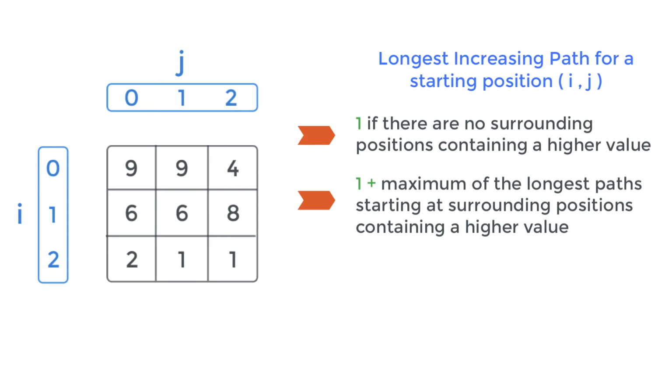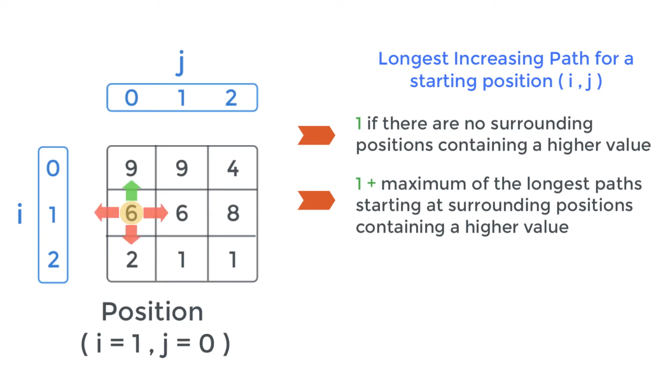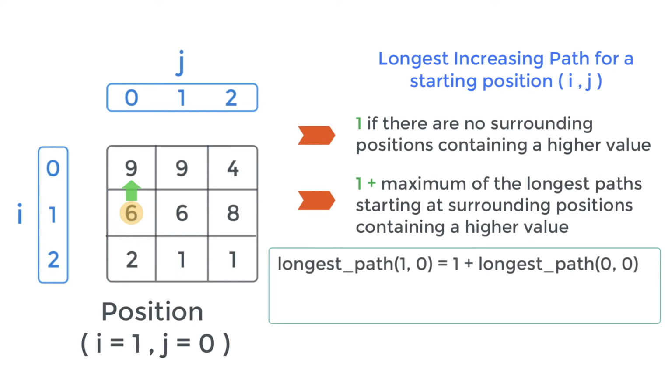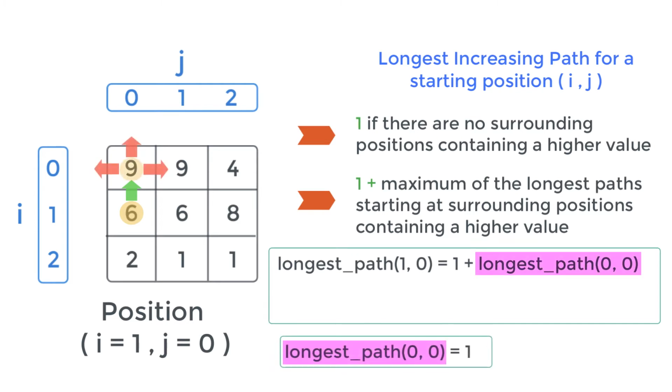Let's go through an example using the starting position i equals 1 and j equals 0. The value at this position is 6. Looking in the 4 directions, only the 9 at position i equals 0 and j equals 0 is greater than 6. So the longest increasing path is 1 plus the longest increasing path starting at position i equals 0 and j equals 0. This turns out to be 1 since there are no surrounding positions greater than 9.